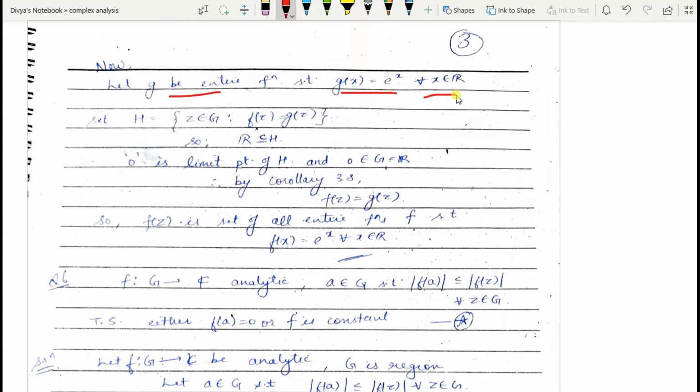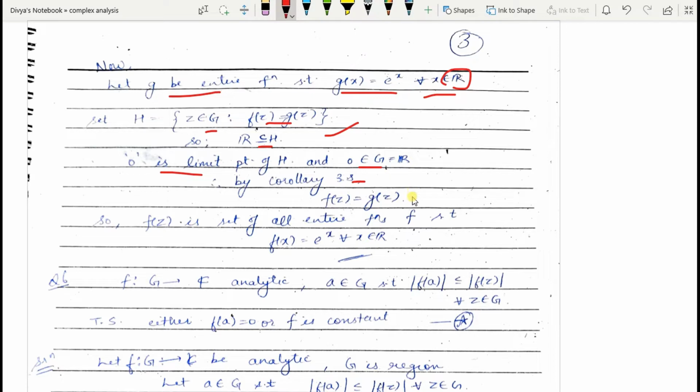Now let g be any entire function such that g(x) is equal to e to the power x for x belonging to R. Now we set H as all those z belonging to the domain such that f(z) is equal to g(z). So the real line is a subset of H because the f and g functions are equal on R. So that is the identity theorem. So therefore 0 is a limit point of H, and 0 belongs to H, because g(0) is equal to e to the power 0.